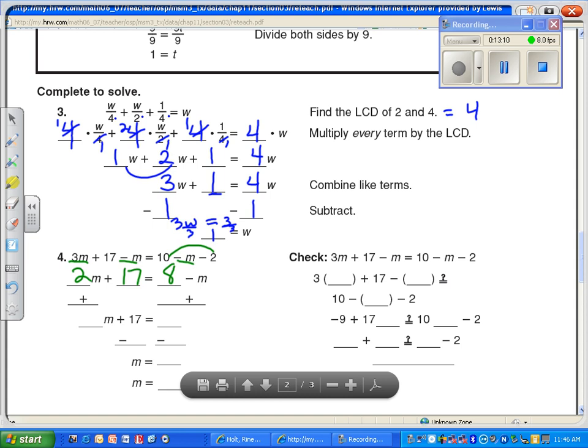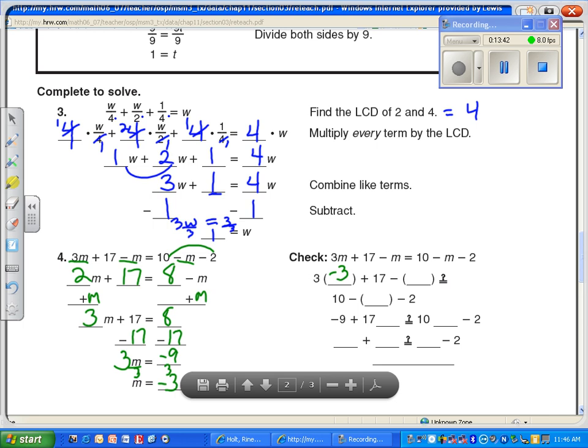All right, then let's get our m's on one side. So to get that positive coefficient, I'm going to add the m over here to both sides. That gives me 3m plus 17 equals 8. Then I need to get rid of the 17. That gives me 3m on the left, and 8 minus 17 is going to give me a negative 9. And then I'm going to divide by 3. M equals negative 3. And then I'm going to go back and check.